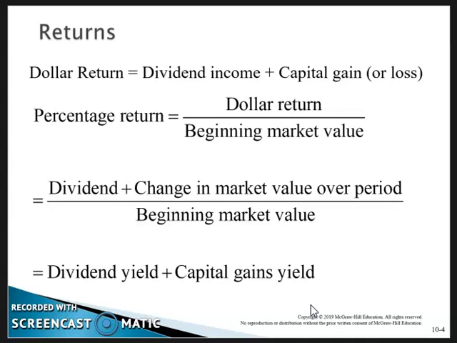So the percentage return is the dollar return divided by the beginning market value. So we have the dividend component, and then we have the capital gains component. Dividing the dividend by the beginning market value gives the dividend yield, and the change in market value divided by the beginning market value is your capital gains yield.